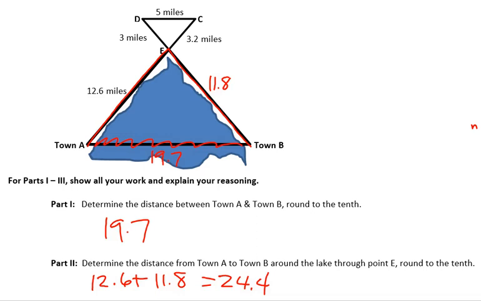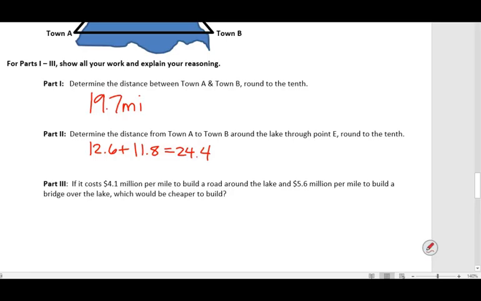Okay. Then it says part 3. If the cost, hold on a second, let me scroll down. If it costs 4.1 million per mile to build a road around the lake and 5.6 million per mile to build a bridge over the lake, which would be cheaper to build? So obviously we're going to multiply. So if we talk about over the lake, which is a bridge, right? We're talking about 19.7 times 5.6. That would be 110.32 million, right?